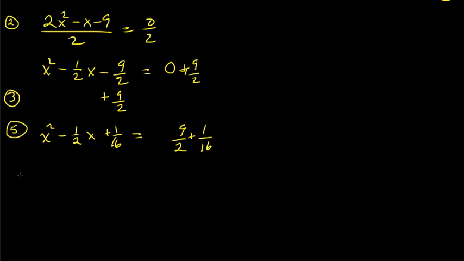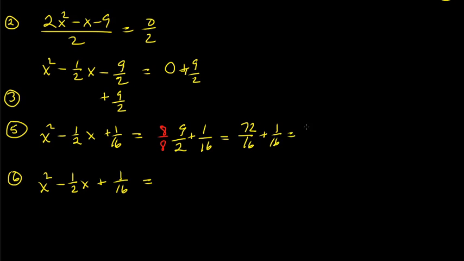Right, on the left side, we're going to have x squared minus 1/2 x plus 1 over 16. And on the right side, common denominator, right? I think we want to multiply the first fraction by 8 over 8. So we're going to get 72 over 16 plus 1 over 16, so 73 over 16. Yep, you got to know how to add fractions, right? So that was way back in chapter 7.